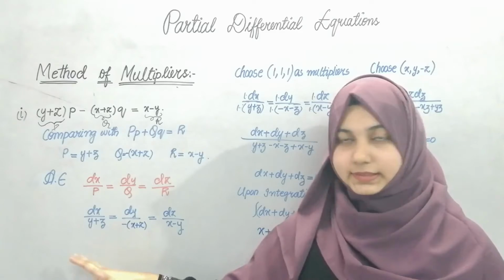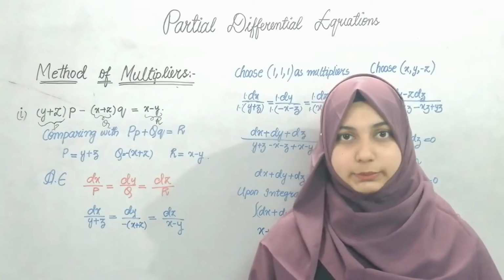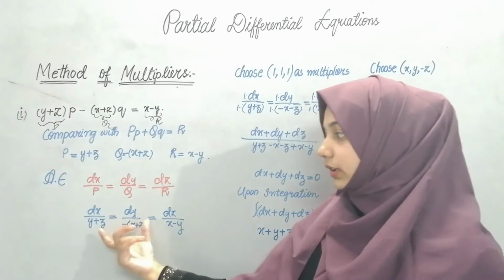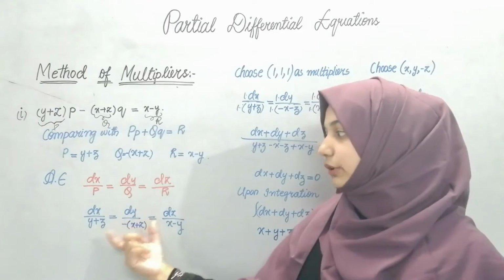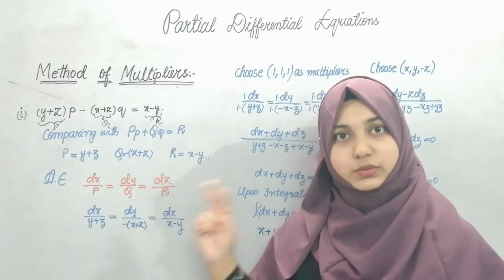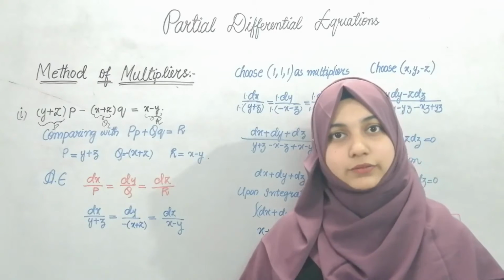Okay, I think this is clear. Method 1 is not applicable here. Method of grouping is not applicable here, because we are not able to separate the variables. So we'll go with the second method, that is method of multipliers.